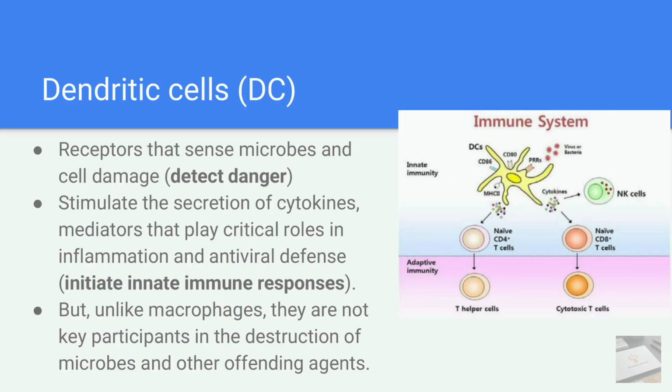Dendritic cells are found beneath the skin, lymph nodes, and many other tissues. We are already familiar with the fact that dendritic cells are one of the antigen presenting cells and help in adaptive immune response. But in addition to that, these cells have a rich collection of receptors that sense microbes and cell damage. After detecting danger, they stimulate the secretion of different cytokines, mediators that help in inflammation and antiviral defense. In a way, we can say that dendritic cells initiate innate immune response by detecting danger signals. But in contrast to macrophages, they do not destroy the agents on their own.